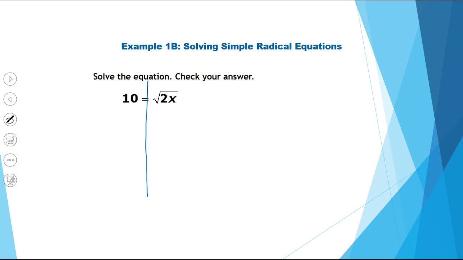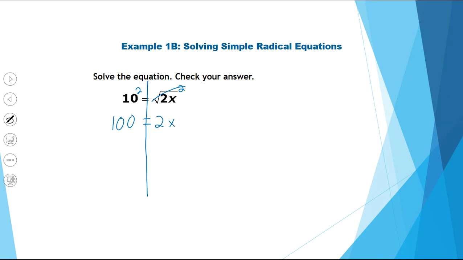And of course, I just mentioned, if I want to get rid of the square root sign, I have to square it. That's the opposite operation of a square root. That's what's going to cancel it out. But of course, if I do that to the right side, I have to do it to the left as well. So the left, 10 squared, would give me 100. And on the right, squaring a square root will just simply get rid of the square root and leave me with 2x.